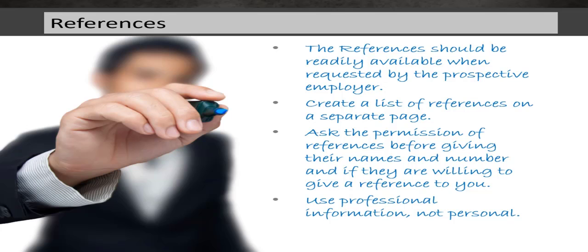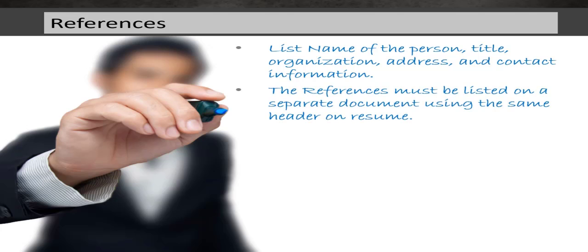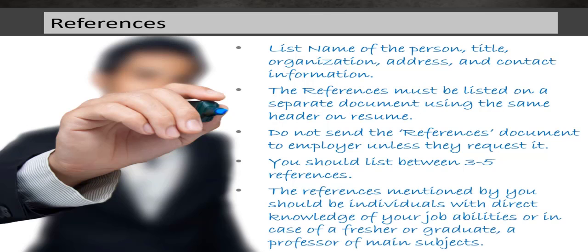List names of the person, title, organization, address, and contact information. The references must be listed on a separate document using the same header as the resume. Do not send the references document to the employer unless they request it. You should list between 3 to 5 references. The references mentioned by you should be individuals with direct knowledge of your job abilities, or in case of a fresher or graduate, a professor of main subjects.